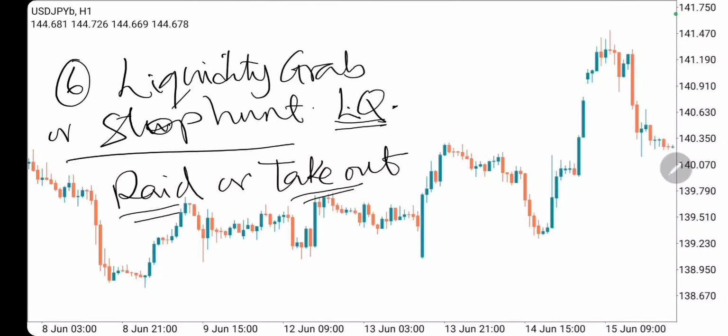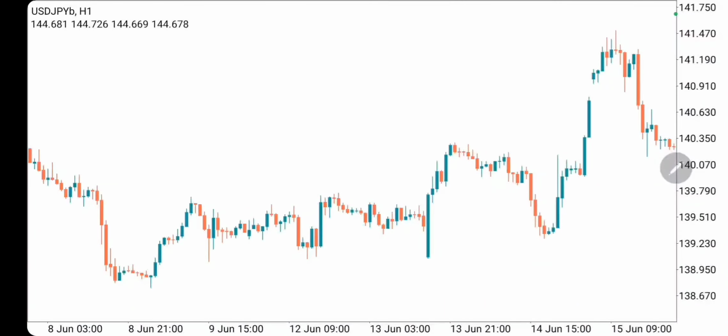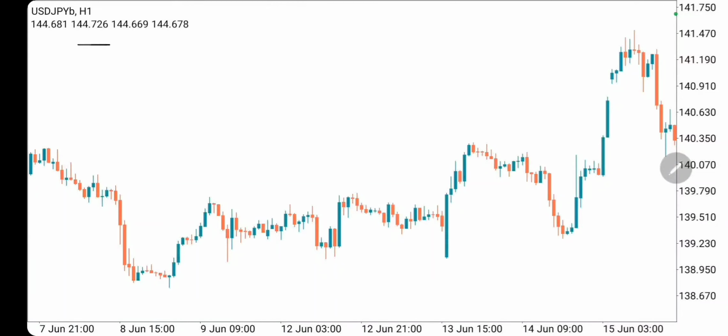So we have basically three types of liquidity in the market. I've made a separate detailed video on each of these concepts I'm sharing with you, so I'm just doing a highlight of them. In that video on liquidity, I mentioned the three types of liquidity.